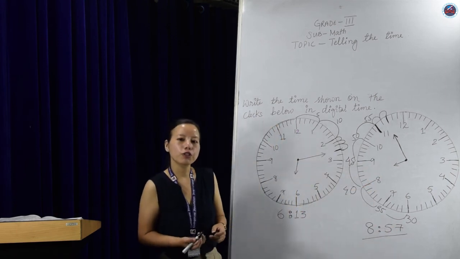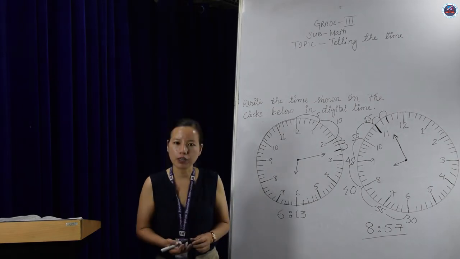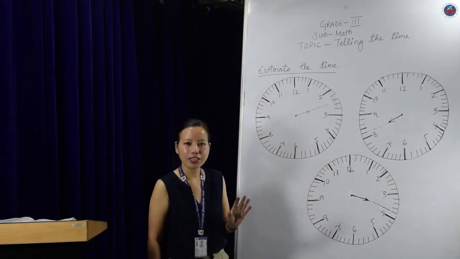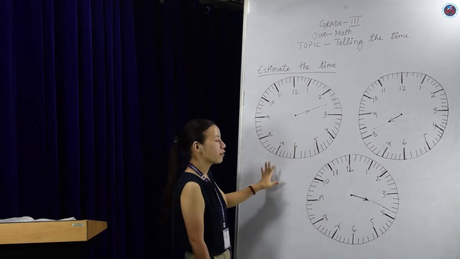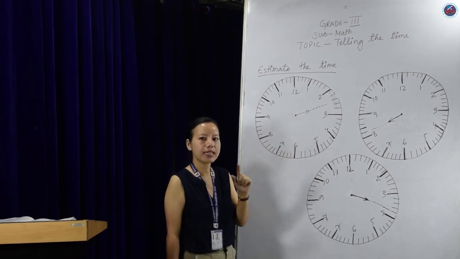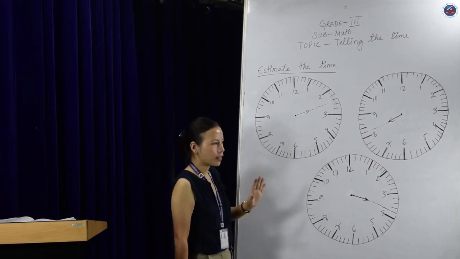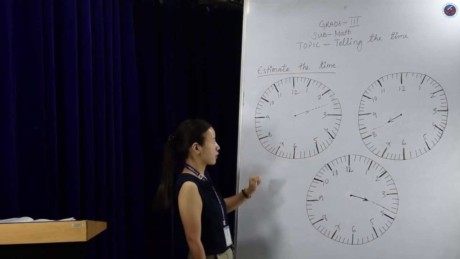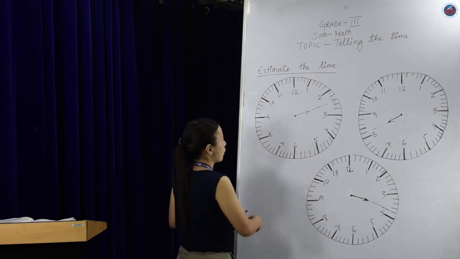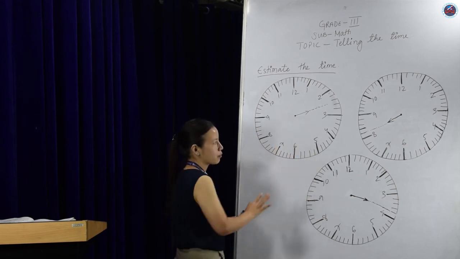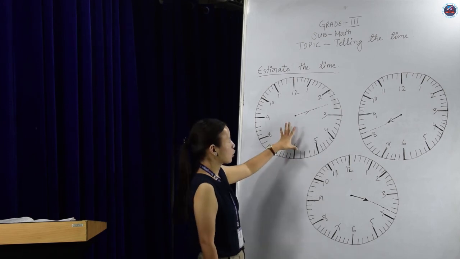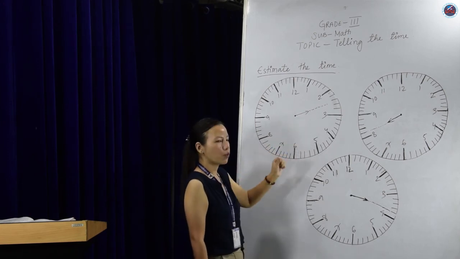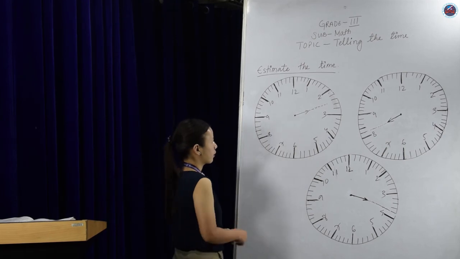So we will try to solve one more question. This will be the last question. Here we're going to estimate the time. That is, we're going to roughly find the time. That is, not the exact answer, not the right answer, but close to the right answer. So let's try. Now here, the minute hand is missing. Only the hour hand is given on this clock. What we have to do is, by looking at this hour hand, we're going to estimate the time.